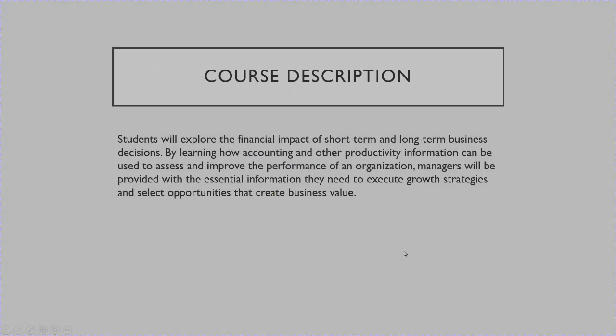So the first thing that we're going to be going over is the course description. What are we going to learn in managerial accounting? In this course, students are going to explore the financial impact of short-term and long-term business decisions. By learning how accounting and other productivity information can be used to assess and improve the performance of an organization, managers will be provided with the essential information they need to execute growth strategies and select opportunities that create business value. So we're not only going to learn how to calculate specific numbers, but also how to analyze and interpret that information, and be able to make sound business decisions.